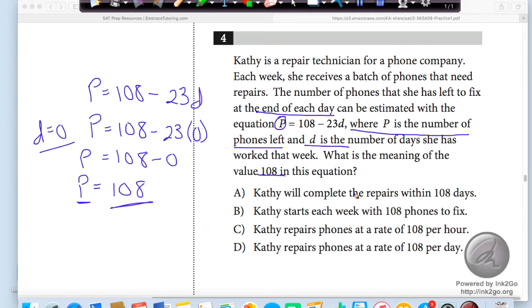And it says Kathy will complete the repairs within 108 days. Not the case. Kathy starts each week with 108 phones to fix. Yes, good. Kathy repairs phones at a rate of 108 per hour. Nope, she'd be hardcore. Kathy repairs phones at a rate of 108 per day. Nope. All right, so B is your best answer. Great. Let's move on.